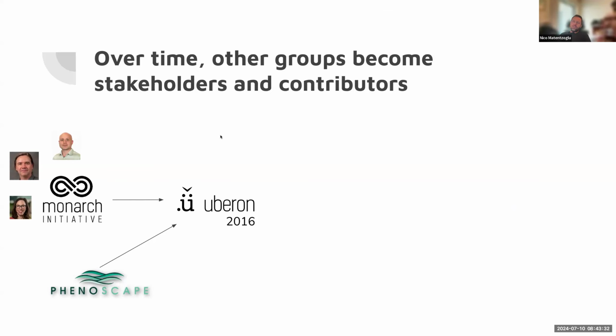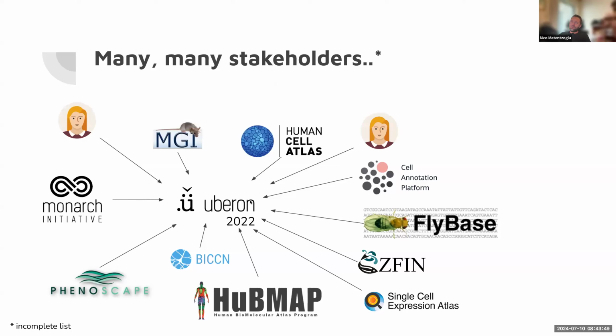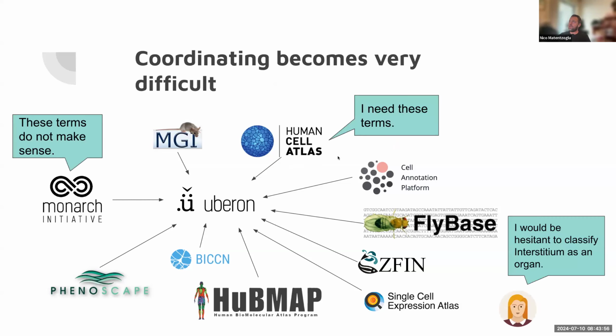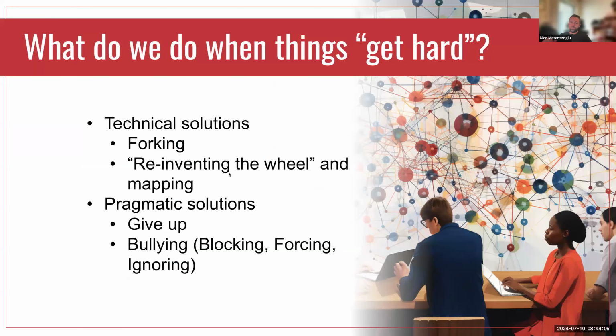Now, after a while, and in this case after quite a few years, other groups started to come in and realize this very valuable resource. And they started depending on Uberon in one way or another, or contributing to it. And of course, when this starts happening, after a while you will have a lot of groups and a lot of stakeholders that need to coordinate. And we've already mentioned in the beginning, coordination means there will be some form of disagreement and discourse that needs to be managed somehow.